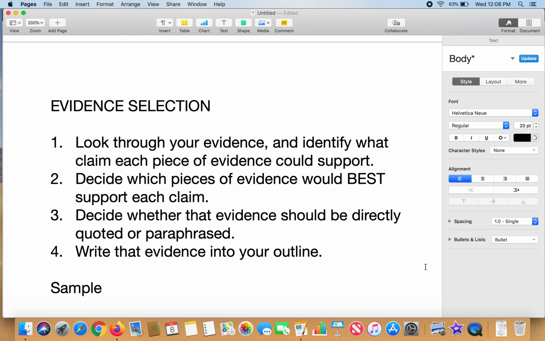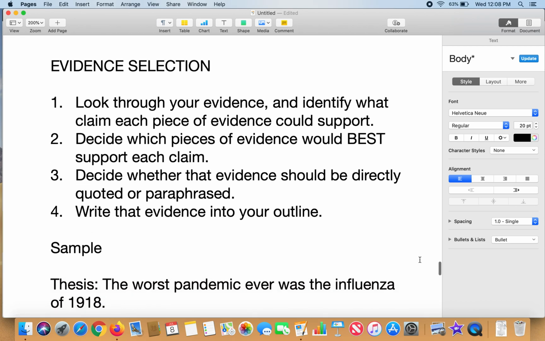You will then need to decide which pieces of evidence would best support each claim. In a paragraph, you're only going to be using a few pieces of evidence, so you're going to have to narrow down which pieces of evidence are going to most effectively support your claim. Step 3, you will have to decide whether that evidence should be directly quoted or paraphrased, and you will then write that evidence into your outline.